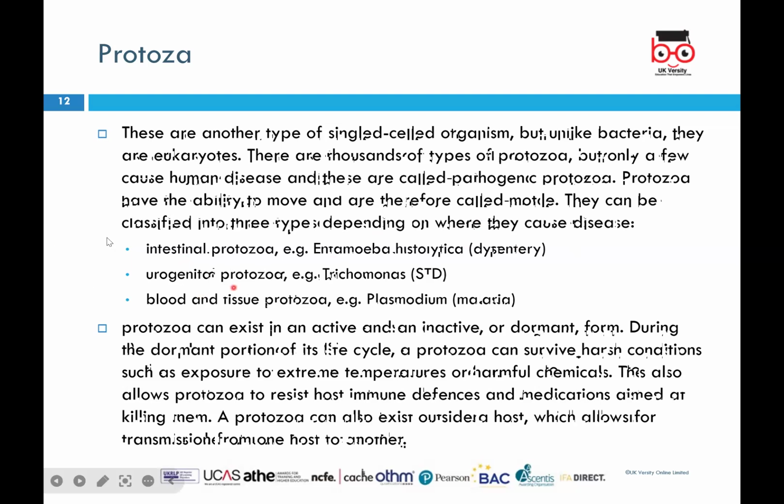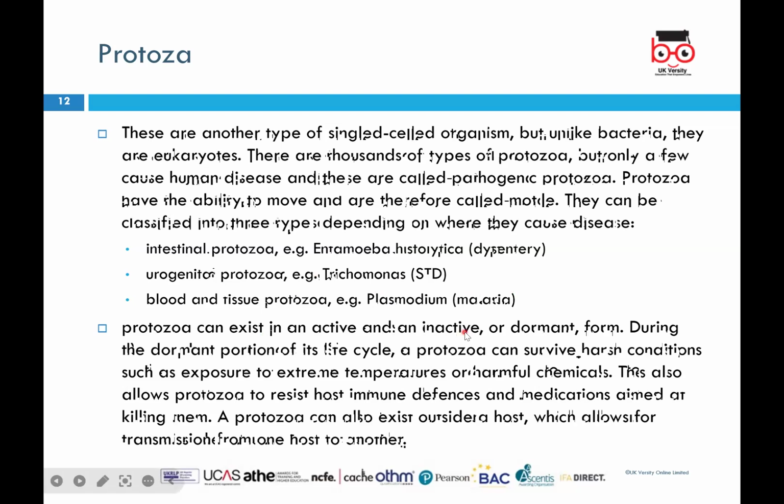Urogenital protozoa. This involves the genital area. Trichomonas causes a type of sexually transmitted disease. So urogenital protozoa will not be found anywhere else. If it is present, it causes an STD or an STI, sexually transmitted infection. Then there are blood and tissue protozoa such as Plasmodium. It causes malaria.